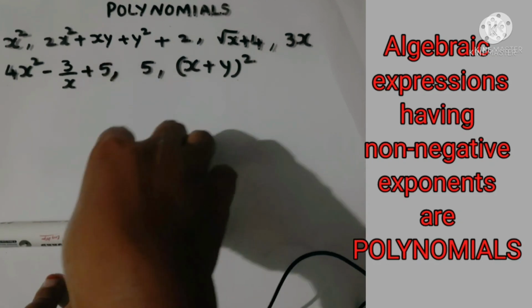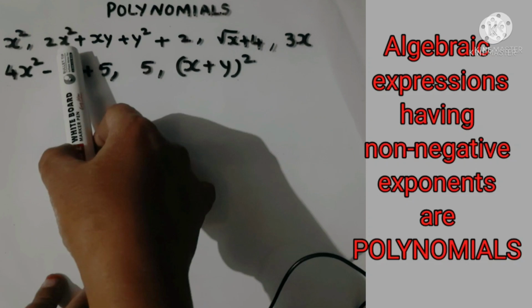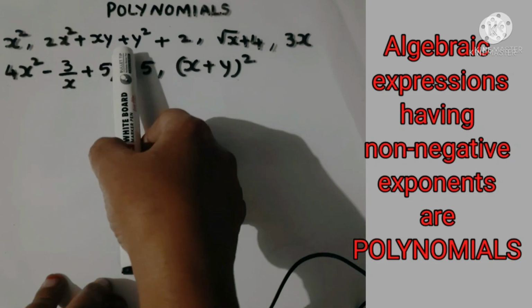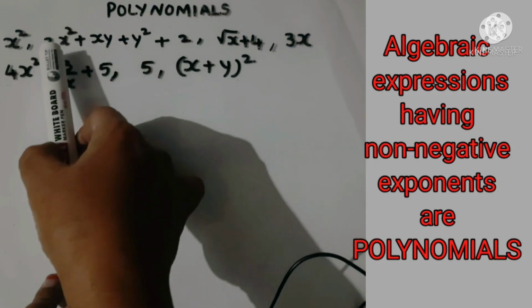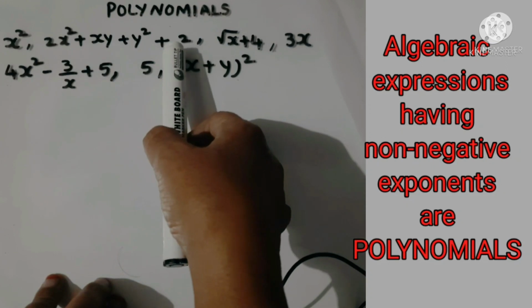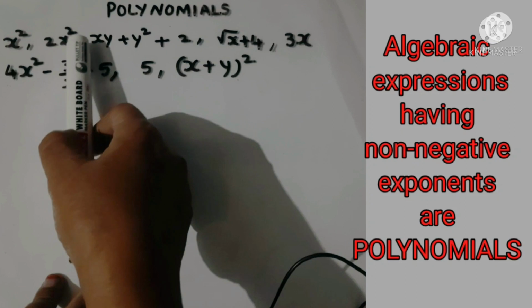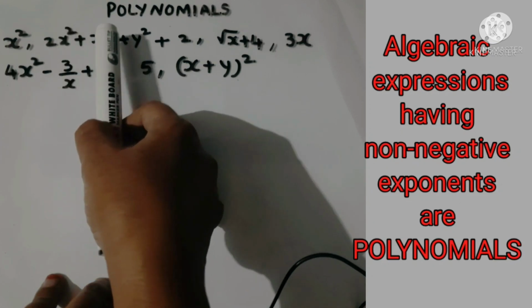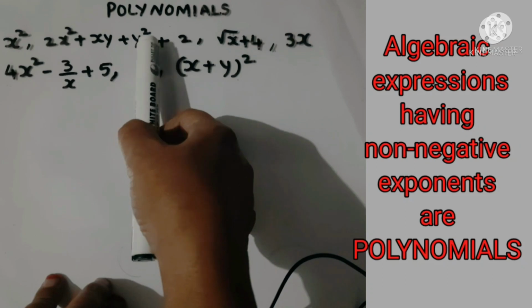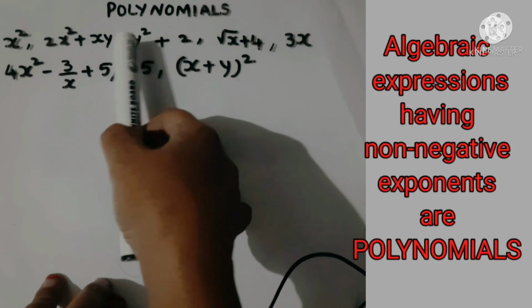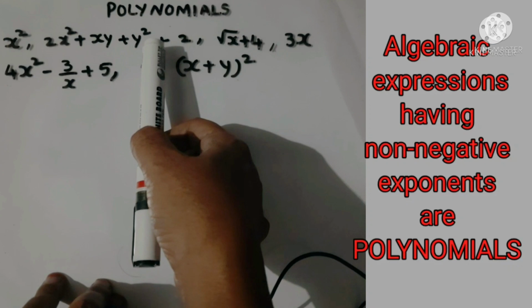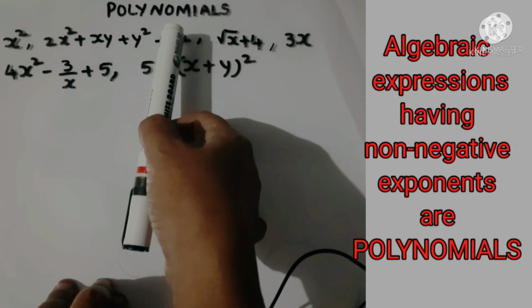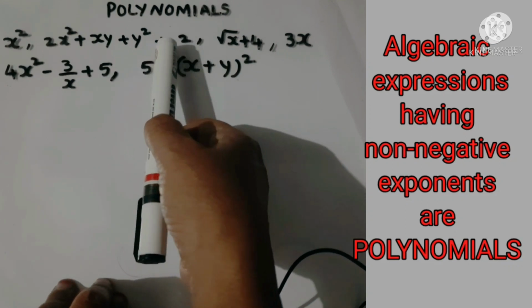And let us see the second expression: 2x square plus xy plus y square plus 2. This is also a polynomial because here the exponent is 2 for x square, and here the exponents are 1 and 1, and here also the exponent is 2. So these all belong to whole numbers. So we call this expression a polynomial.